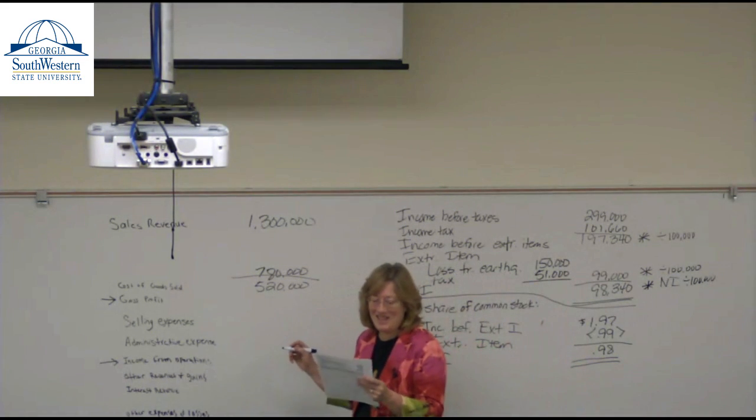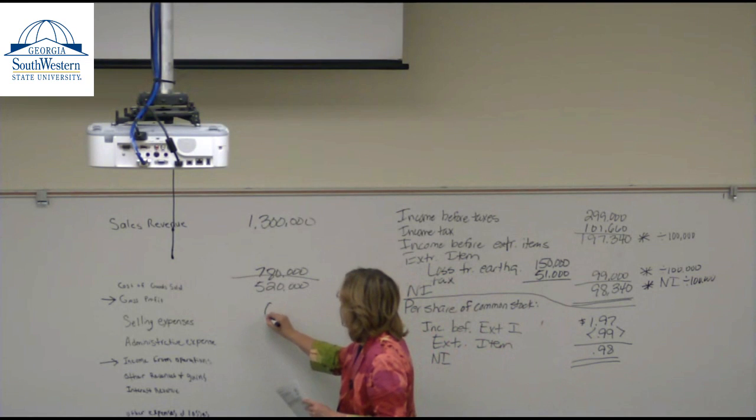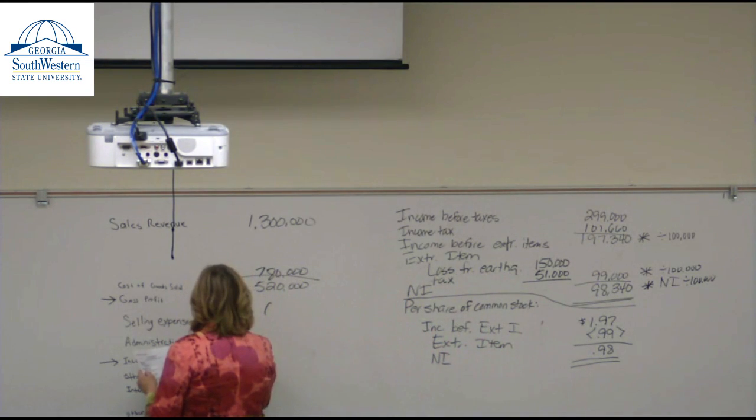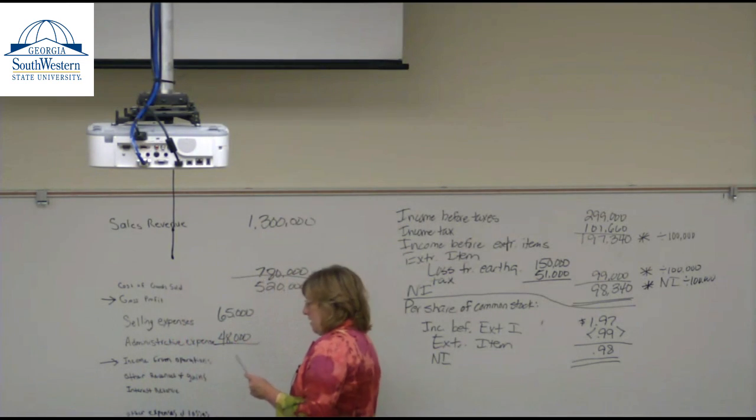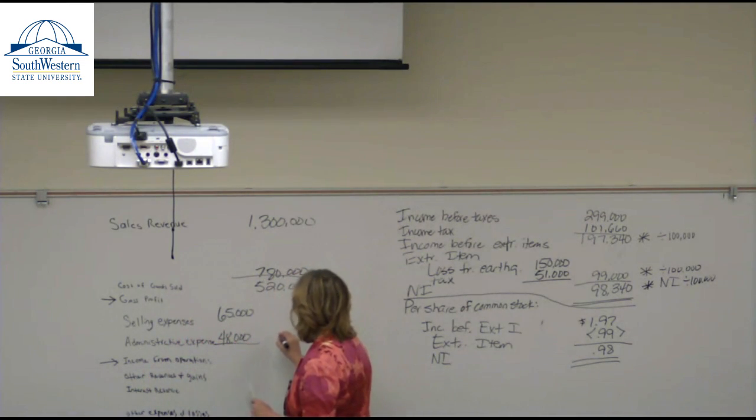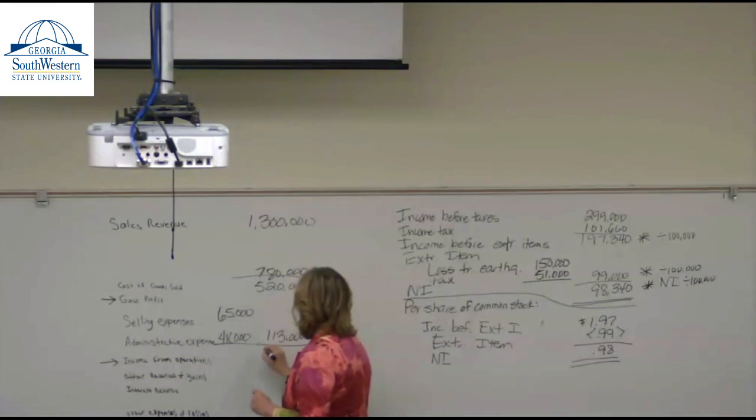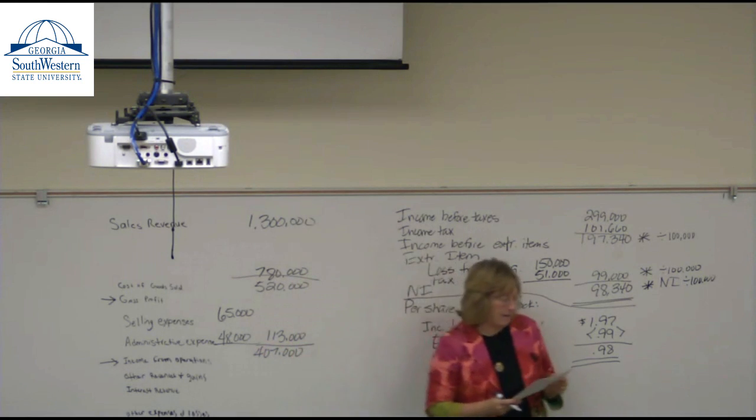Okay, so selling expenses is 65. Administrative, 48. And that totals 113. So 407. Okay, right?